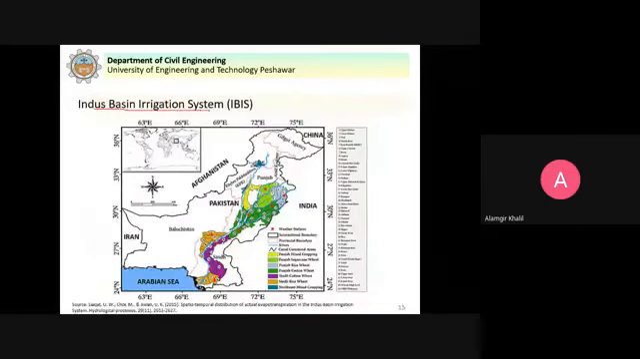Indus Basin irrigation system that we have in Pakistan, you can see here the rivers, Indus River and its tributaries. In this figure, you can see how we have developed agriculture along the banks of these rivers, and the areas you can see between the rivers. You can see here this area in KPK, this is the northwest mixed cropping. Different types of crops are grown here.